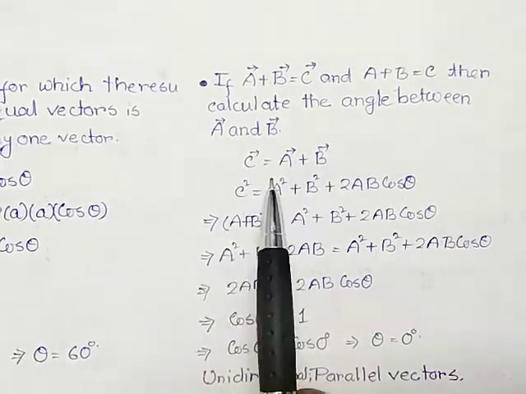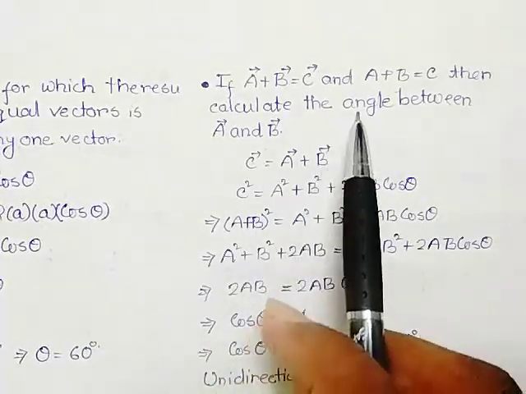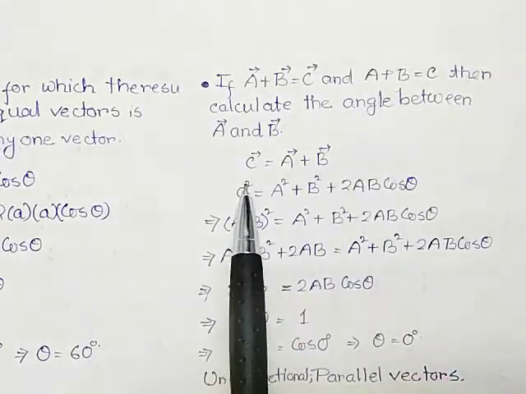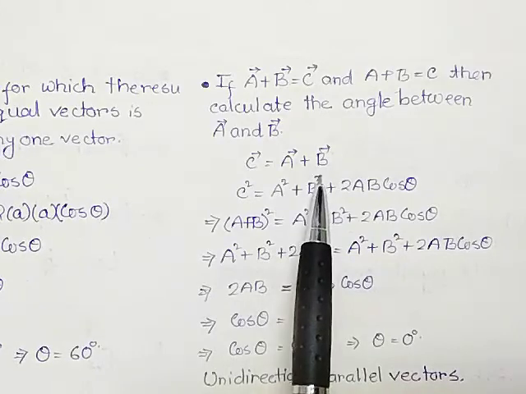So c equal to a vector plus b vector, that is the vector addition, but this other thing is not the vector addition, this is the scalar addition, but these have a significance. What is the significance of this? That a vector and b vector's resultant is c.